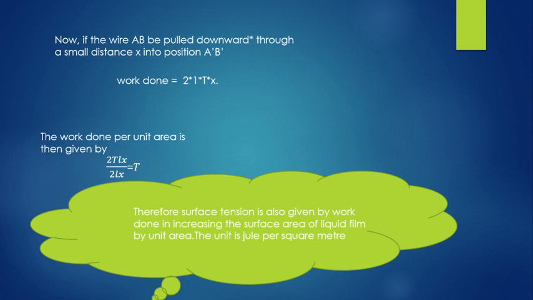So therefore we get a new definition for surface tension. Surface tension is also given by the work done in increasing the surface area of the liquid film by unit area. So surface tension is equal to the work done per unit area in increasing the surface area of a liquid film by unit area. The unit of the surface tension is joule per square meter. So I hope that you understand the point.